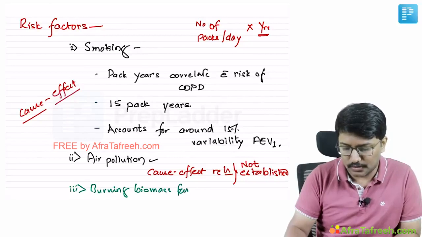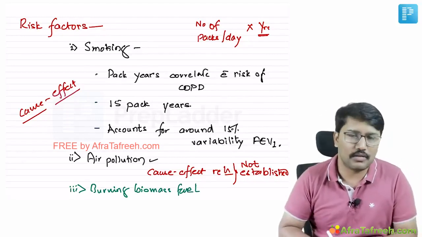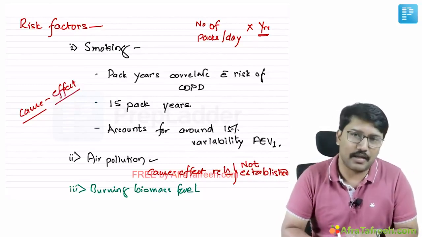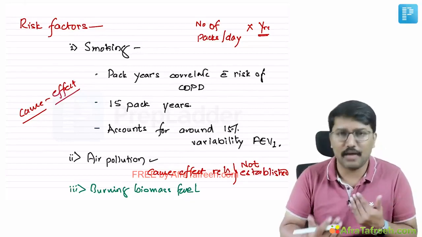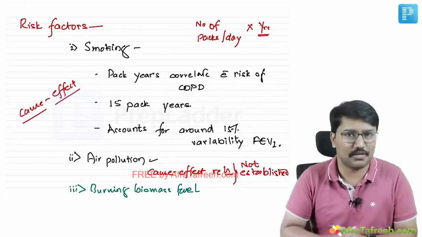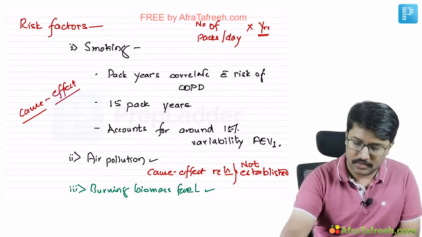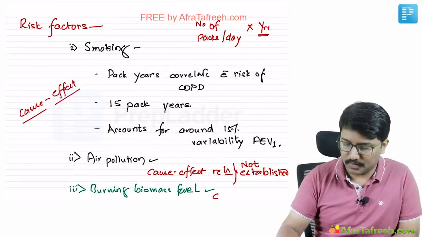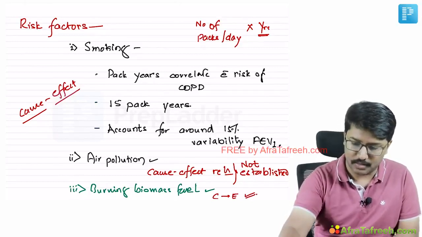Biomass fuel. So the Indian chula, where we burn cow dung patties or wood logs, the smoke emanating from that can be considered as a risk factor for development of COPD. And here we have some evidence to say that the cause-effect relationship can be established, right? So cause-effect relation is well established in case of burning biomass fuel.